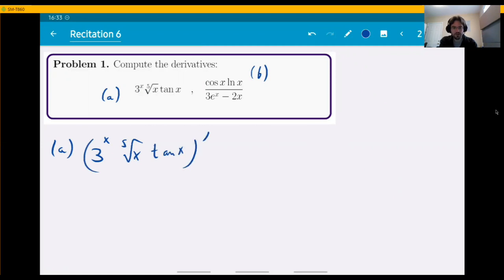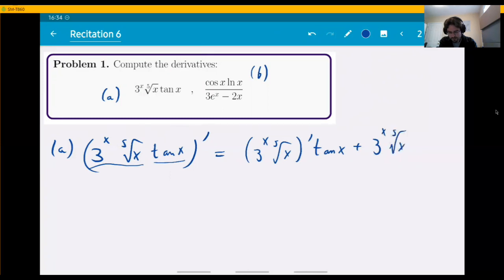Well, we haven't specifically talked about the product rule for 3 or more functions. We know how it works for 2 functions, but there's really no big secret here. You can think of it this way. Think of the first two functions together as just one function, and then tangent x is the other one. If you want to apply the product rule between those two, this is how it's going to work. The 3 to the x, fifth root of x stays together, and the tangent is the other function. So we have these two terms right here, according to the product rule.